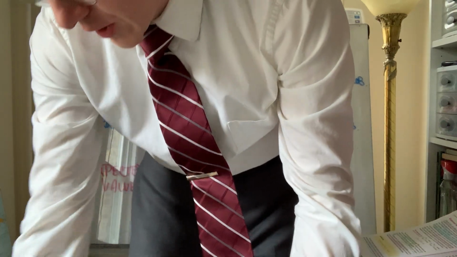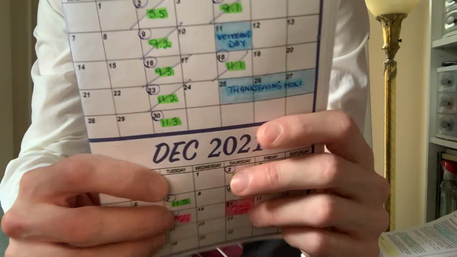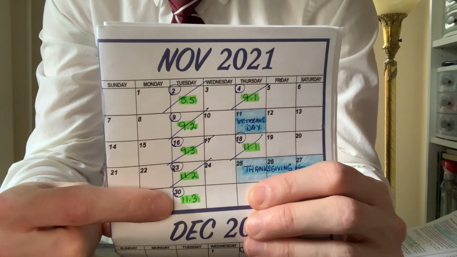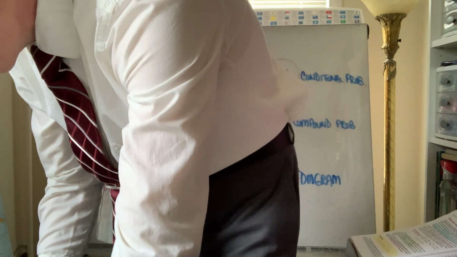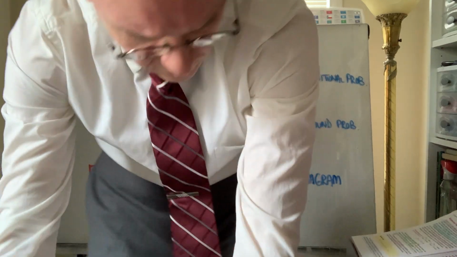Let's just verify with the calendar here. Okay, Thanksgiving has passed. Today is the last day of November, Tuesday, November 30th. So we're covering 11.3. Very good. There's just 3 more sections there for this one.